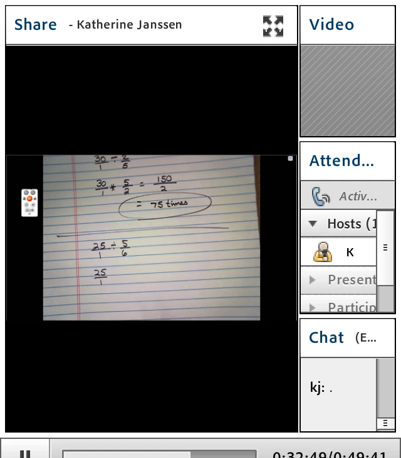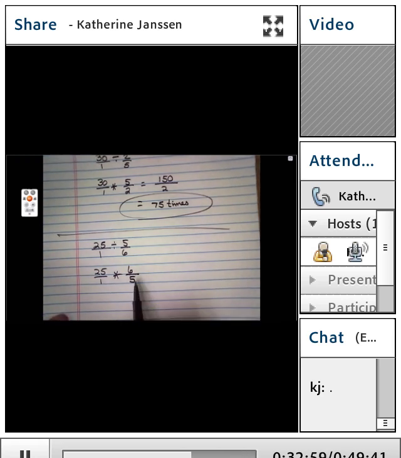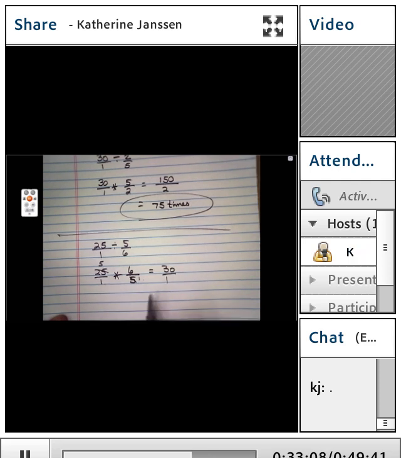We change division to multiplication and multiply by the reciprocal of the divisor. 5 goes into 5 once, and 5 goes into 25 5 times. 5 times 6 is 30, and 1 times 1 is 1. So we have 30 shirts can be made from 25 yards of material when each shirt requires 5/6 yards.